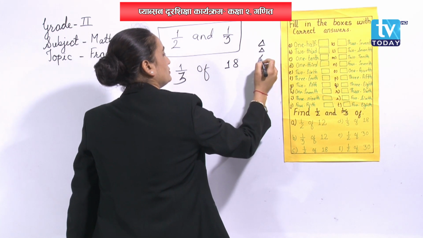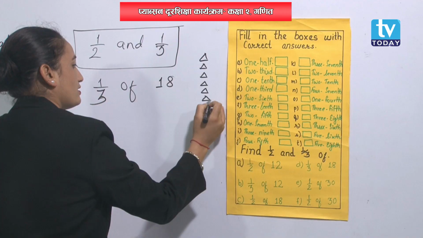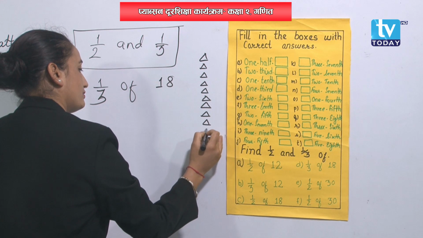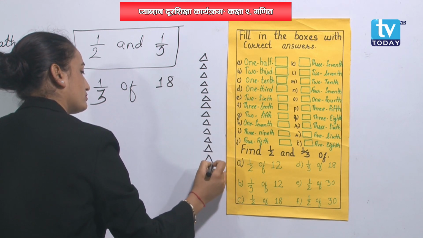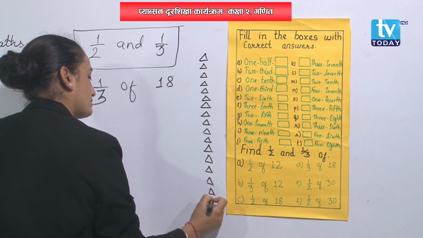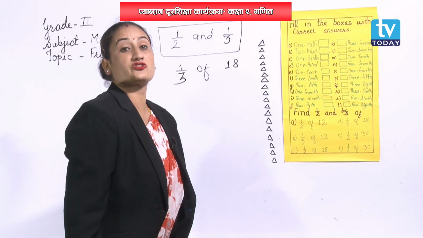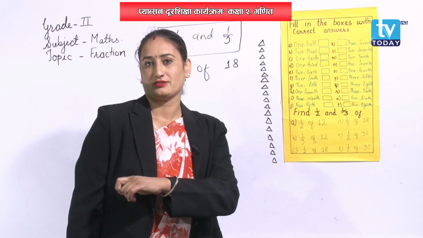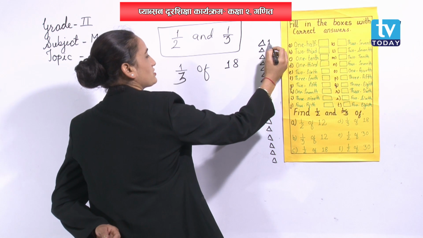1, 2, 3, 4, 5, 6, 7, 8, 9, 10, 11, 12, 13, 14, 15, 16, 17, 18. Let's give this triangle a name. 1, 2, 3, 1, 2, 3. Okay, let's try it. This is for the first group.